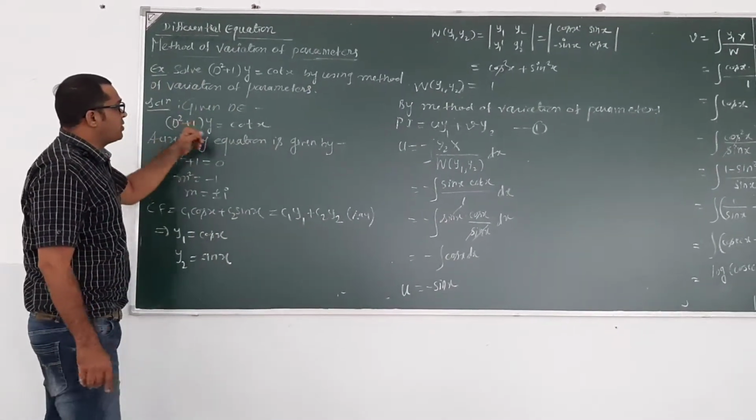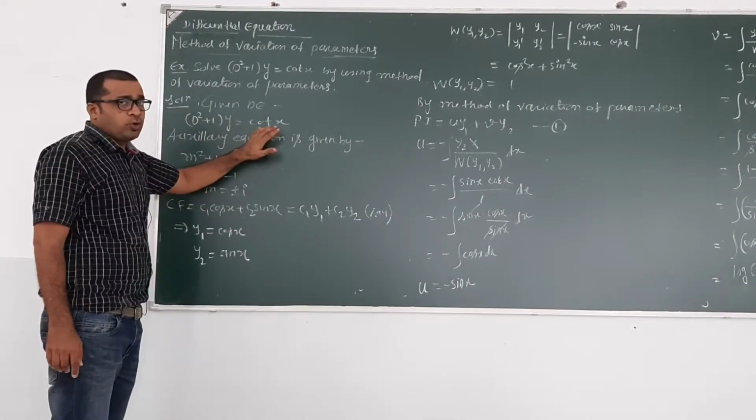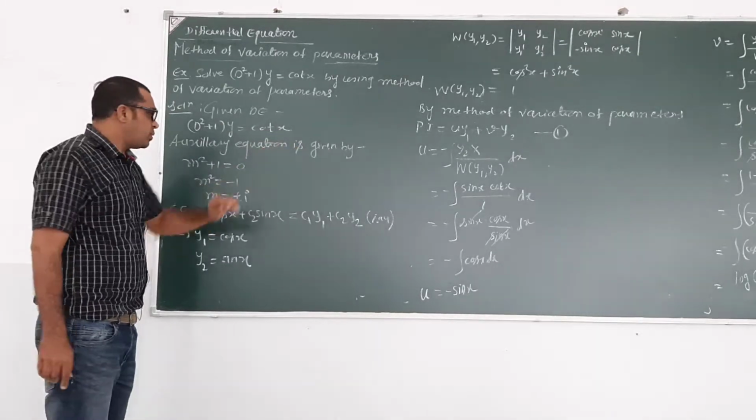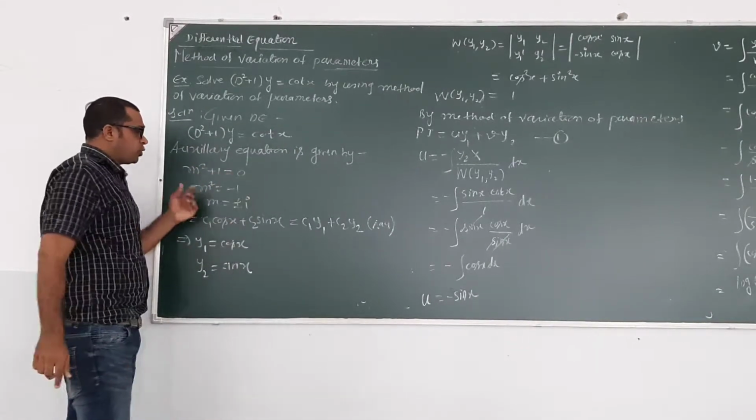So our first job in variation of parameters is to find the complementary function. The equation is given to you. We write down the auxiliary equation for that, which will be m square plus 1 equals 0. We find the roots.